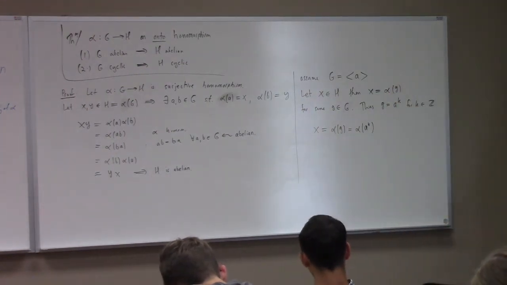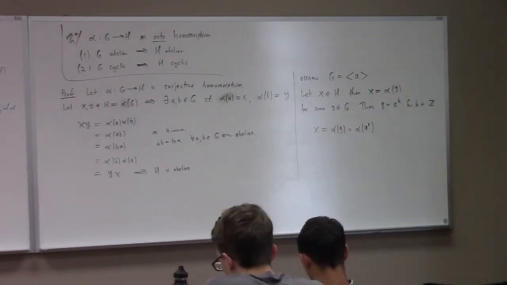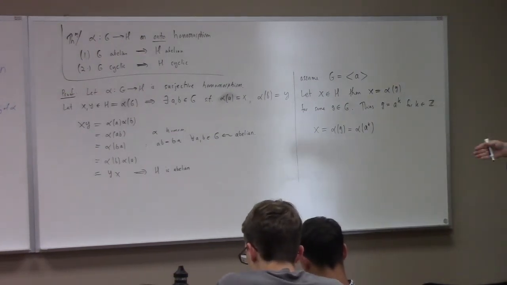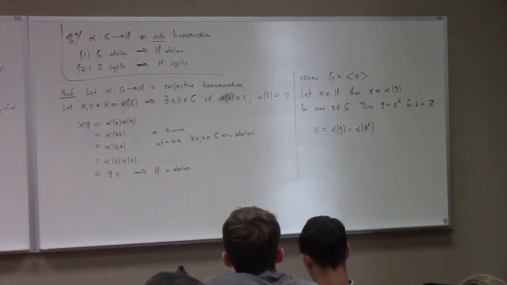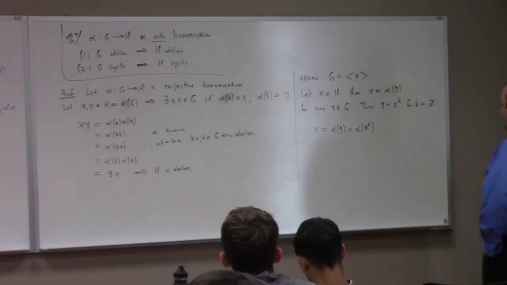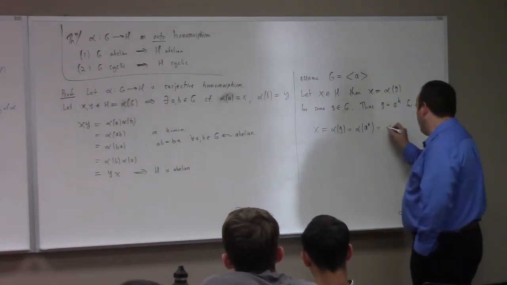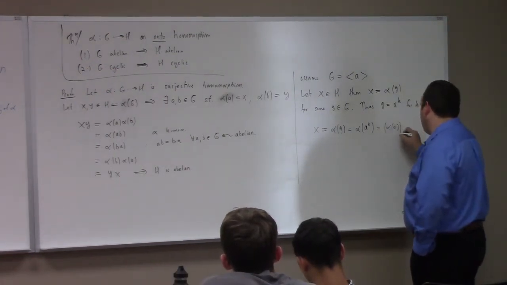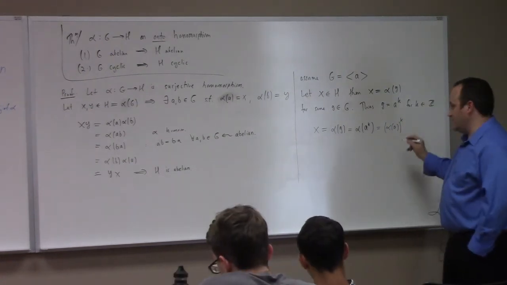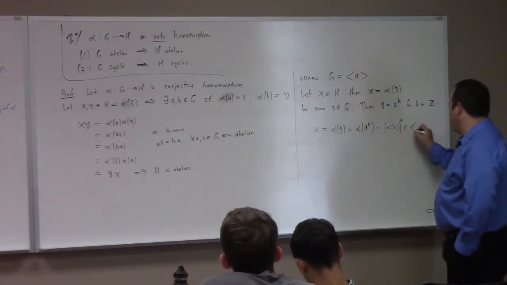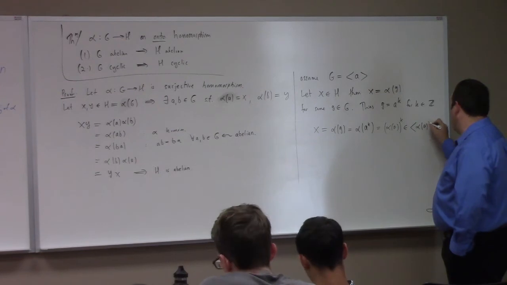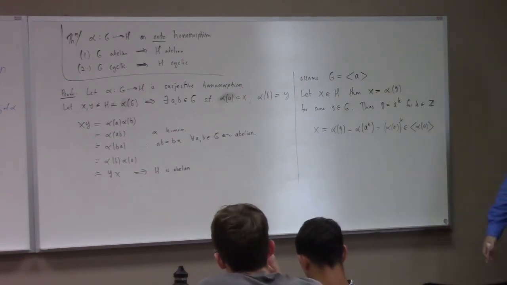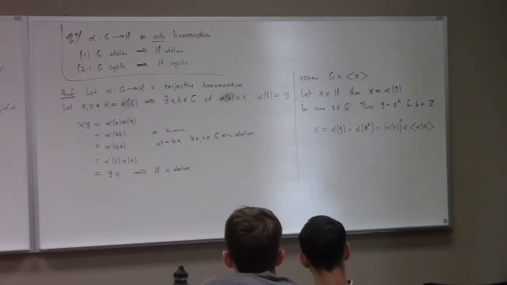Again, the law of exponents: we proved on day one that laws of exponents filter through homomorphisms. That's so important to everything we do. We can pull the k out. Aha! Well, this is an element of the cyclic subgroup generated by alpha of a, which of course is a subset of what?